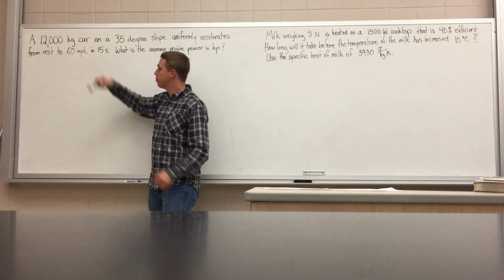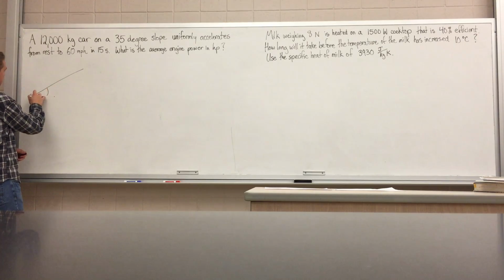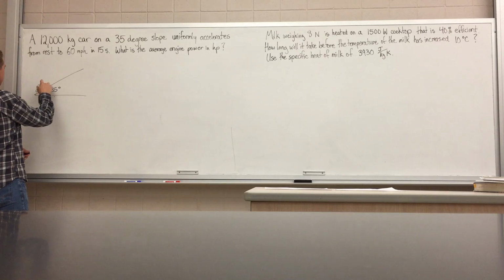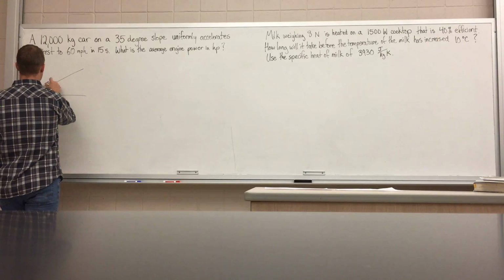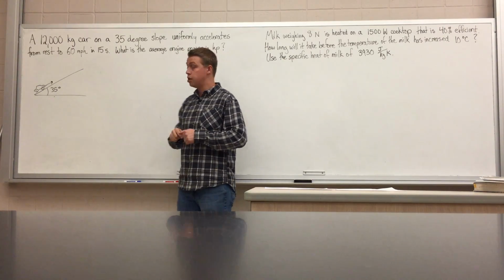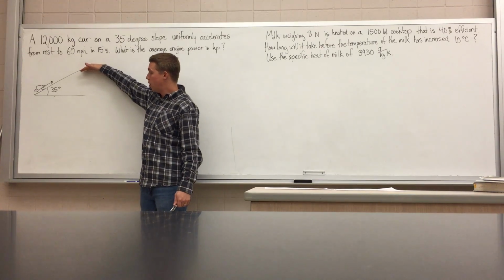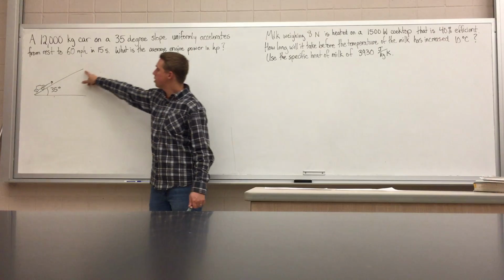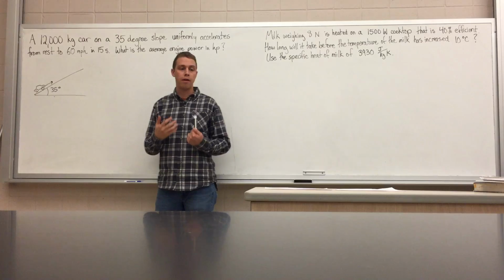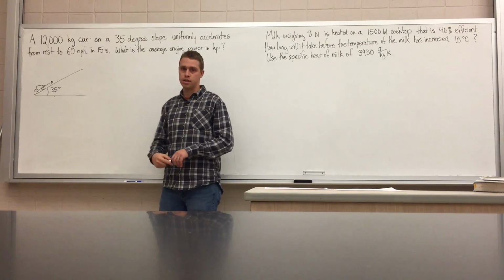Don't forget that step. Okay, the problem is talking about a car on a hill, and this hill is 35 degrees, something like this, and the car is going up the hill. In order to solve this problem, we're going to use conservation of energy, and we're going to need to know the height. Well, if we know the distance that the car travels, using the angle we can find the height. Therefore, my first order of business is going to be to find an equation that gives me the distance.